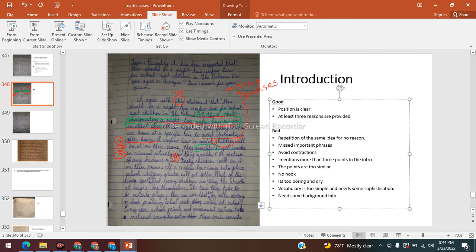I need an example of that. I still don't know what you mean when I say background information. All right, let me see if I can find an essay that I wrote.